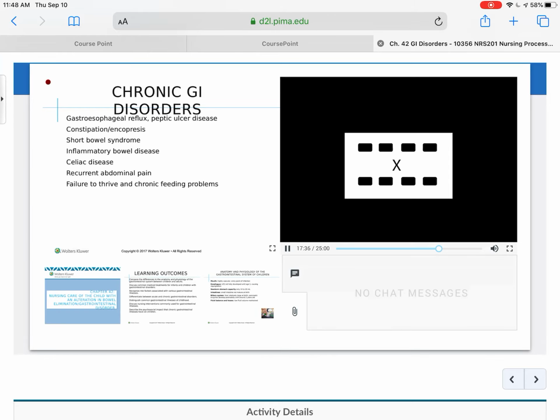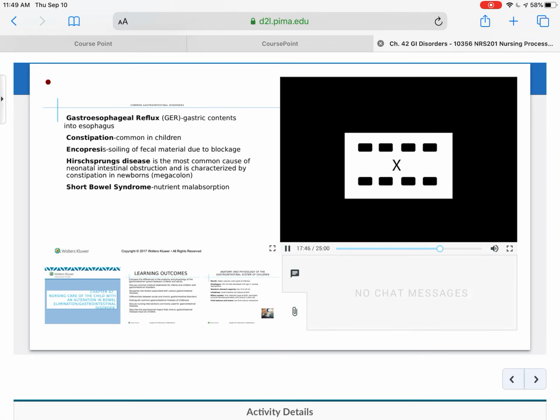So we talk a little bit about some of the chronic disorders, not all of them. The ones I go over in the slides are the ones that you're responsible for. So gastroesophageal reflux, that's when the gastric contents go up into the esophagus. We see this in the smaller babies. That's why positioning when feeding is really important so that they're not laying flat.